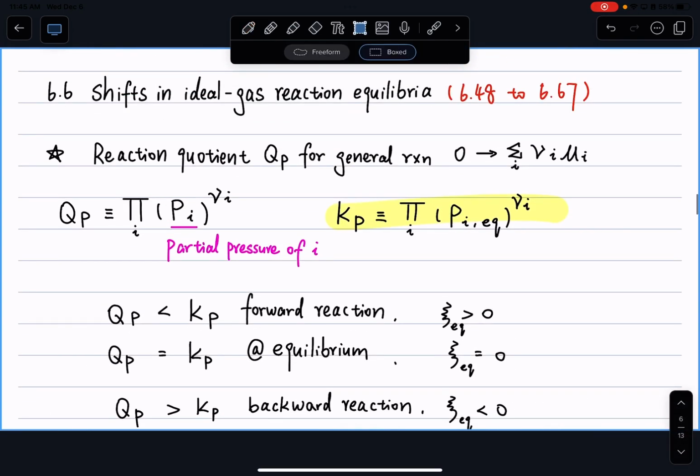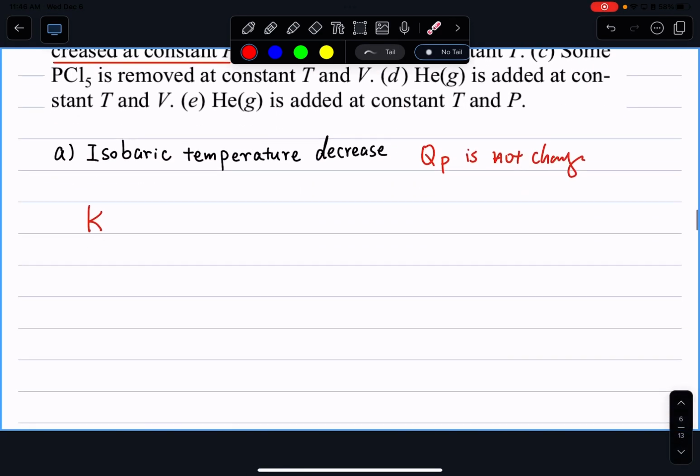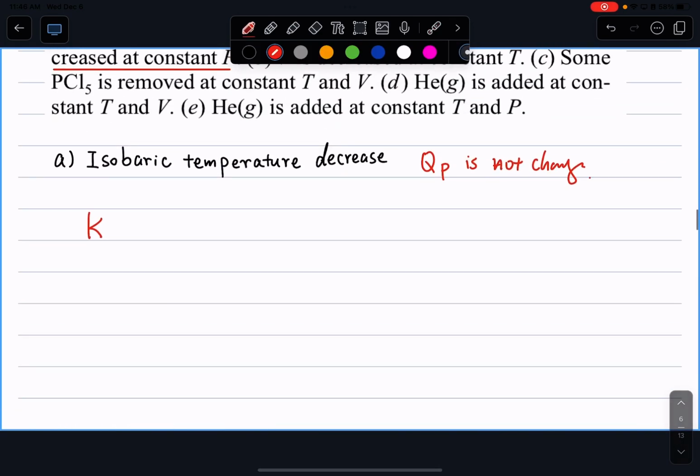So that, again, goes back to my definition here. This only cares about PI. Your partial pressure is not changing because we're only changing the temperature, right? So your Q is not changing, but the equilibrium position might be changing. So in this case, my Q is not changing.